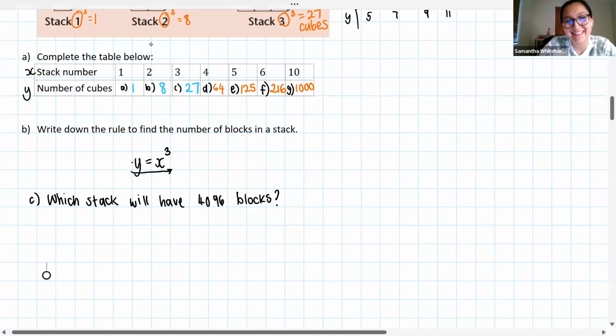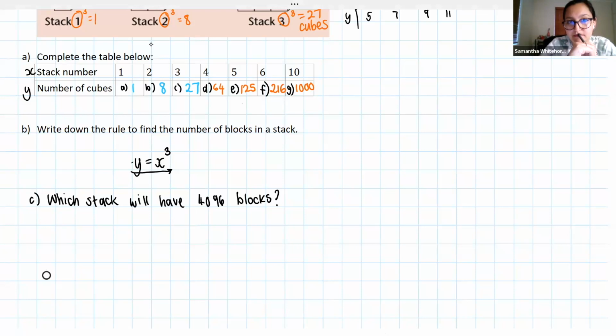Ma'am, firstly, I checked which stack it was going to be. So I started from 12. Then I said 12 cubed and it did not give me the answer. So I said 13 cubed and it did not give me the answer. So I skipped and went to 16 cubed and it gave me the answer, ma'am.